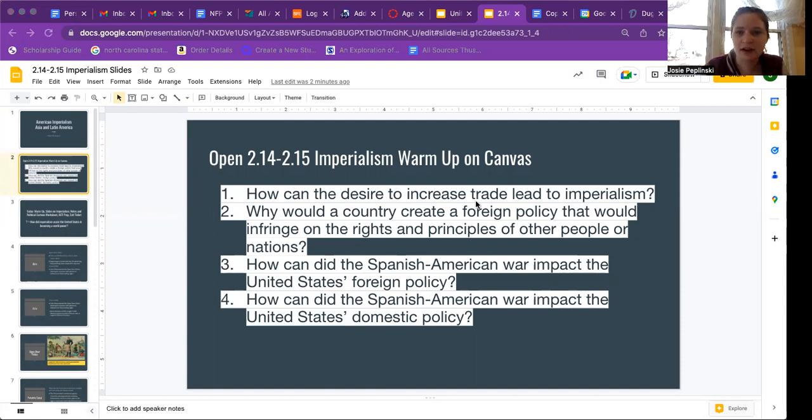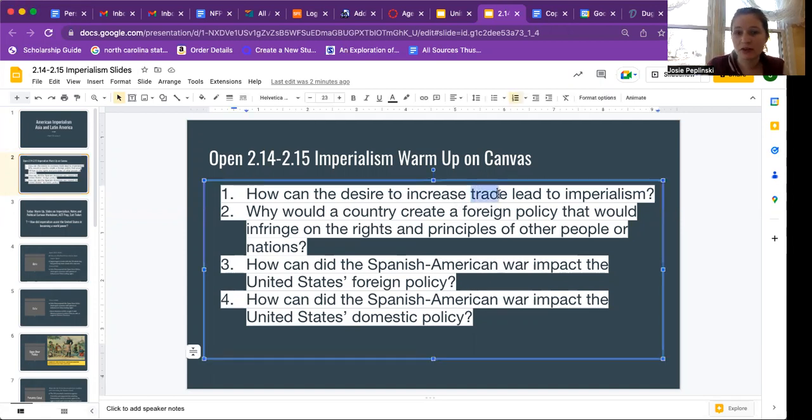How can the desire to increase trade lead to imperialism? If they want more access to new materials, to new people to buy those materials, to new people to work in those industries that will create those materials, they might turn to imperialism. Remember, what is imperialism? That's one nation having great influence over another nation.